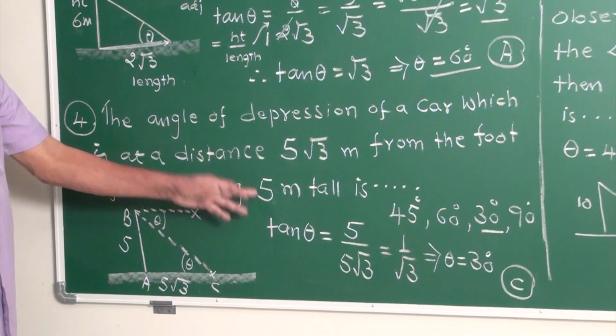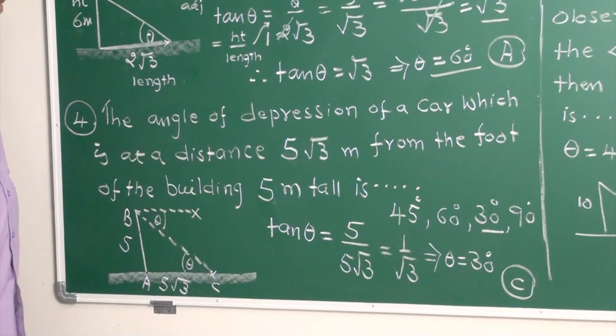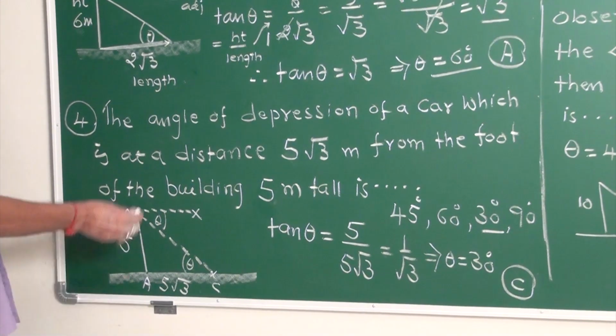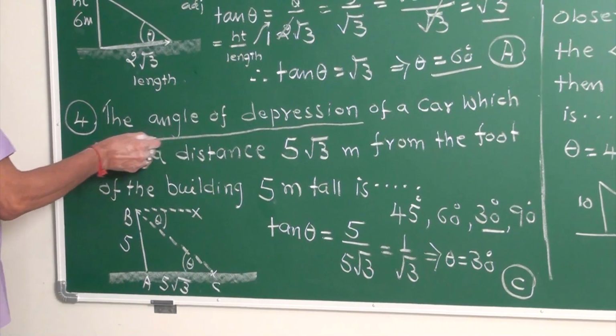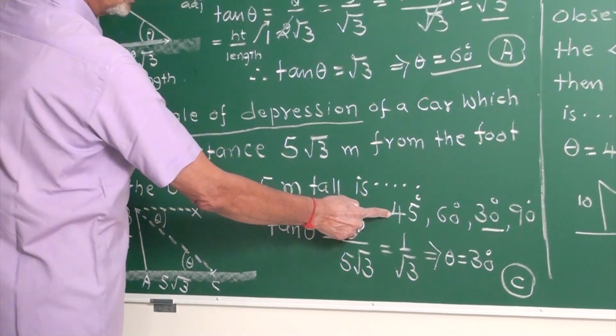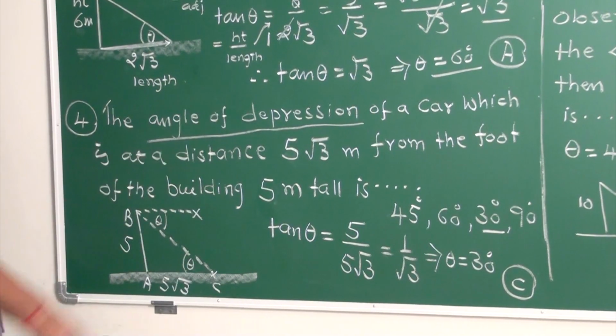The height of the building is 5 meters. In this case, you want the angle of depression. What is the angle of depression? These are the options: 45 degrees, 60 degrees, 30 degrees, 90 degrees.